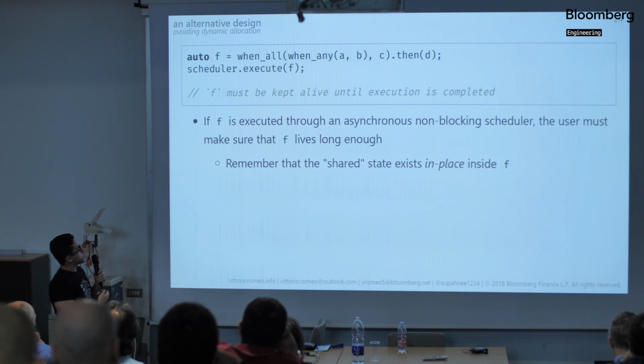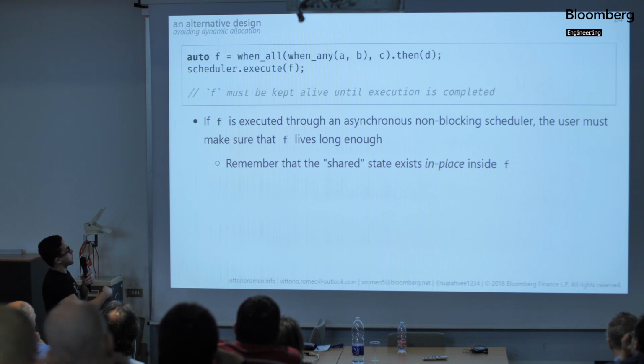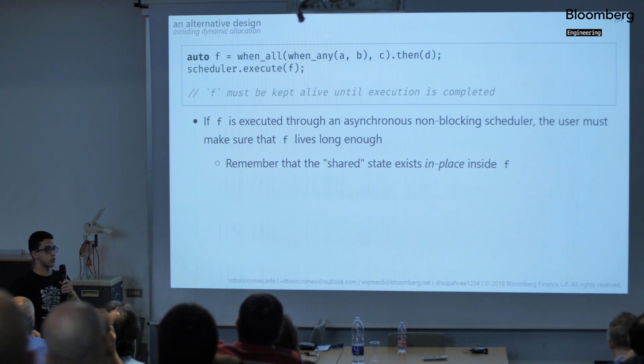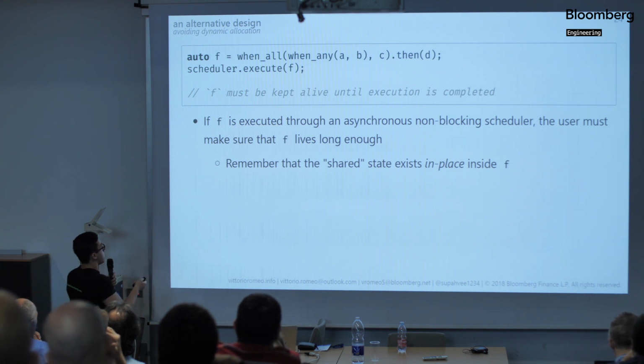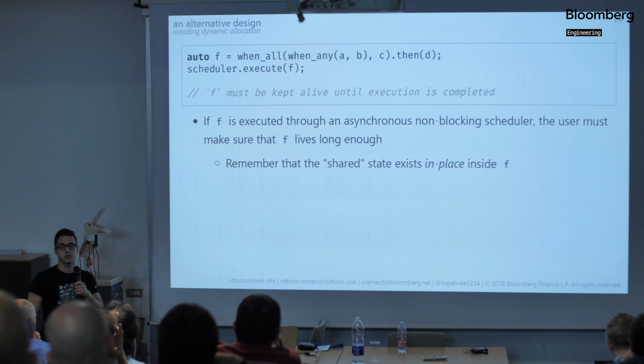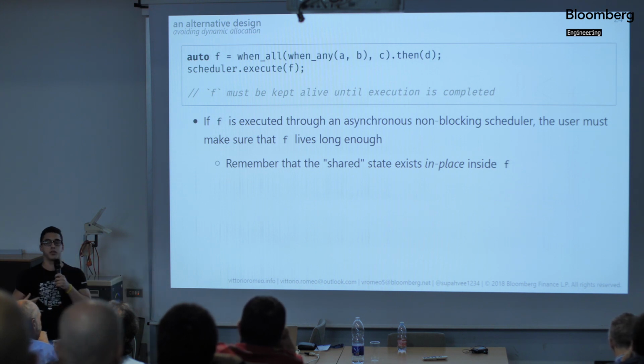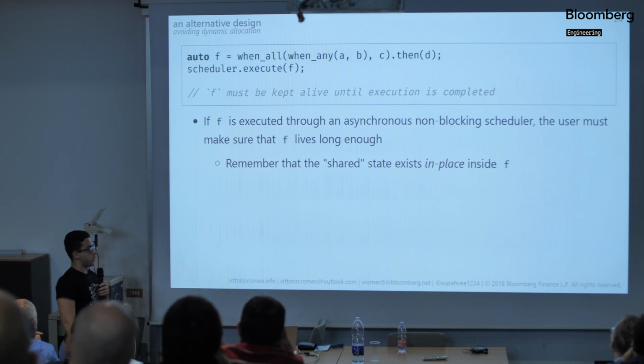So in order to make sure that the shared state between all these nodes is kept alive and is valid, we need to guarantee that the F object is kept alive until execution is completed. And if that is asynchronous, we need to know when it finishes by attaching some kind of continuation and then blocking on the caller side. This is because the shared state is not shared anymore and actually exists in place inside F. It's not a shared pointer on the heap anymore. Make sense?